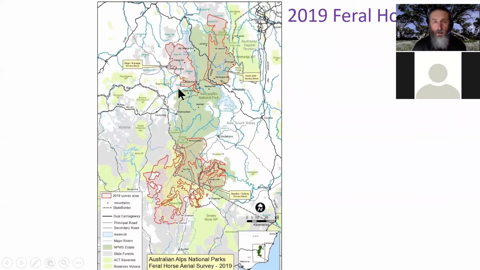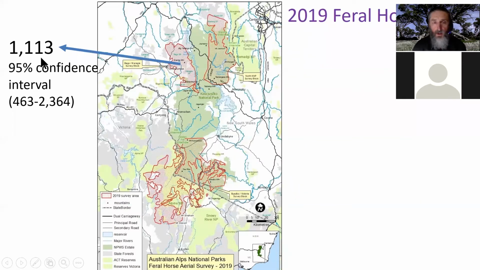in this Bago area, they estimated there was just over 1,000 horses with a certain error estimate. That's a 95% confidence interval. That just means that we think this is the best number, but because there's uncertainty in the calculations, we're 95% sure that the real value falls somewhere between this number and this number. But we typically use this middle number as the working number rather than the low or the high number.